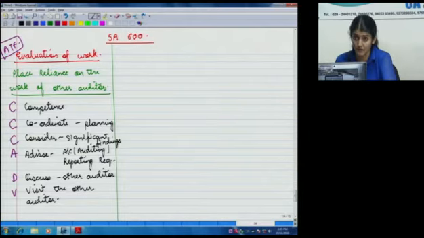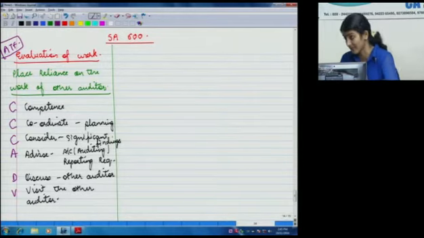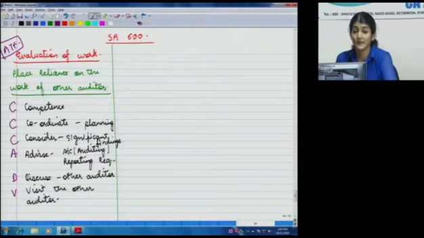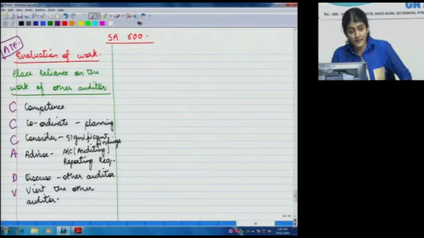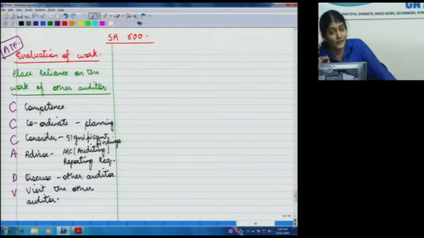C cube is what? Competence of the other auditor. Coordinate with the other auditor. Consider the significant findings of the other auditor. Then after that, advise the other auditor. Discuss with the other auditor. Visit the other auditor. Visit the office of the auditor or visit the branch of the company. Do you understand? Evaluation of the work.